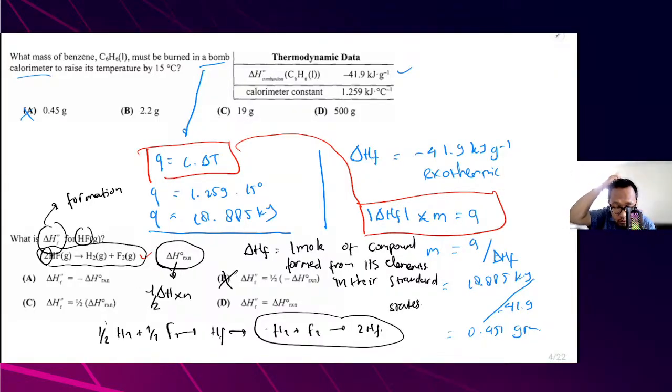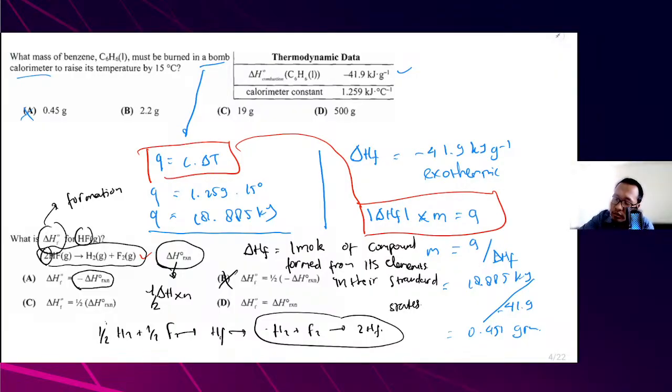Yeah, that's true. If we use this one, the question should be what is the delta H formation for 2HF. How about C? C is the wrong sign. And then D is the wrong direction and amount. So not correct. The correct answer is B.